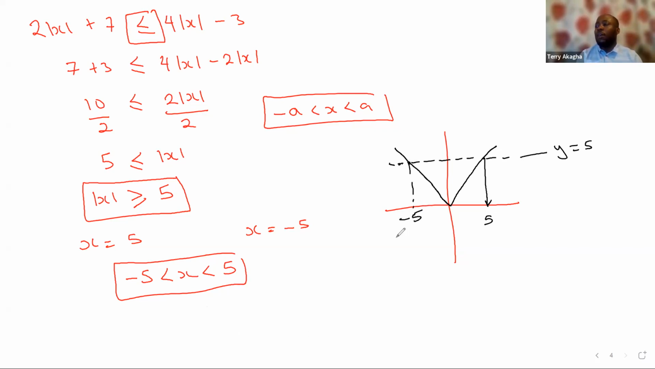Minus 5. Okay, and because we are looking at less than, so for less than, we're looking below the curve. Less than, right? So for it to be less than, we're looking below the curve. So that means all these parts are part of the solutions. So this definitely will not be part of the solution. And that'll be that for that.